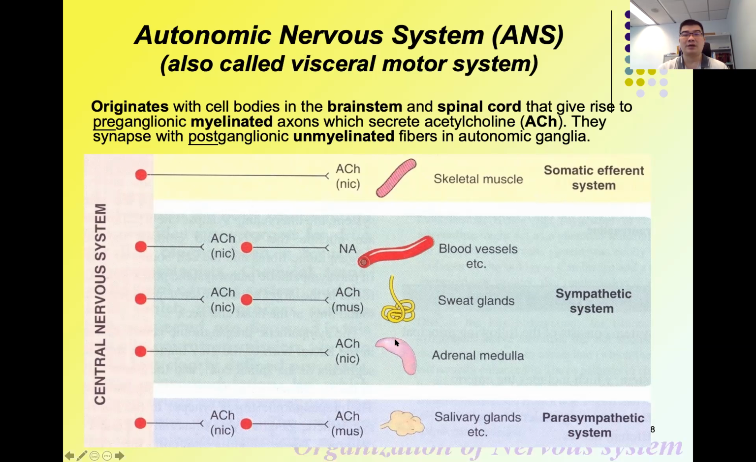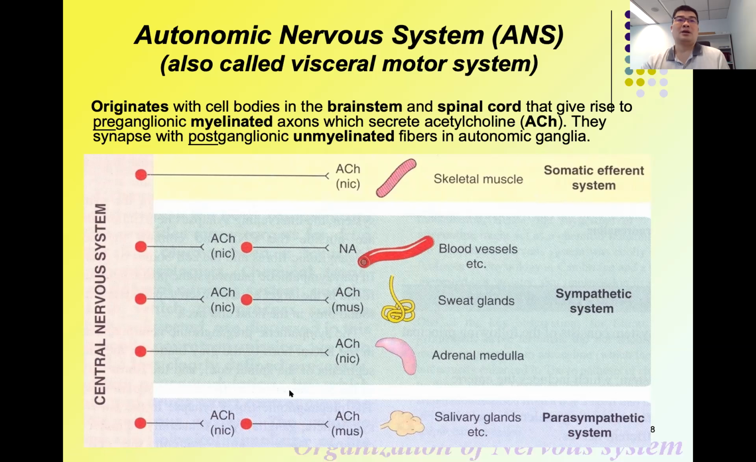Now, actually, the postganglionic neurons are in the adrenal medulla. It's the adrenal gland. So the adrenal gland actually contains some neurons that secrete the hormones out. Okay, so that's a very special way, a very special structure.